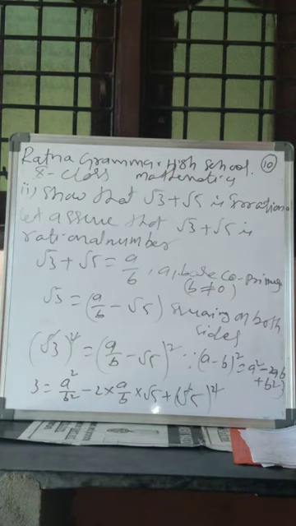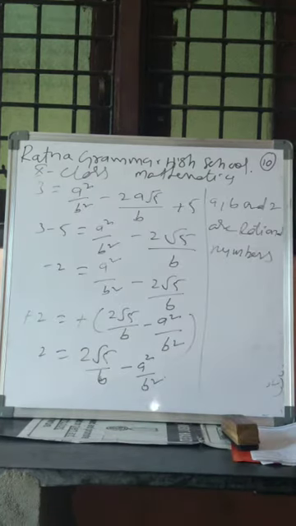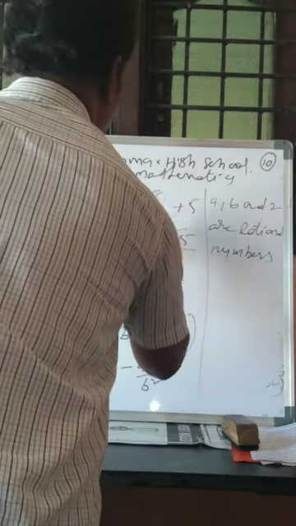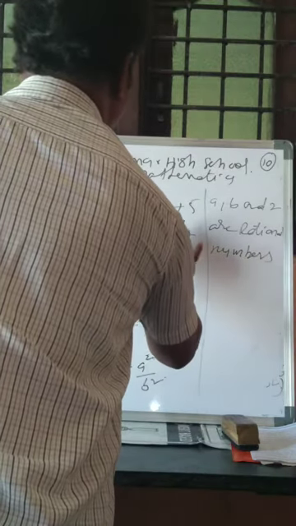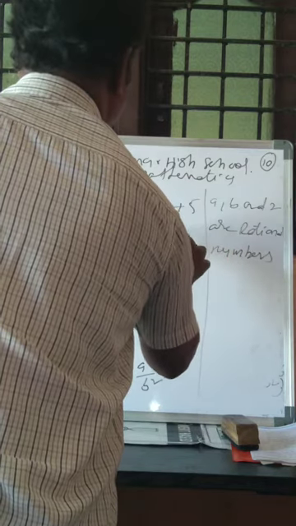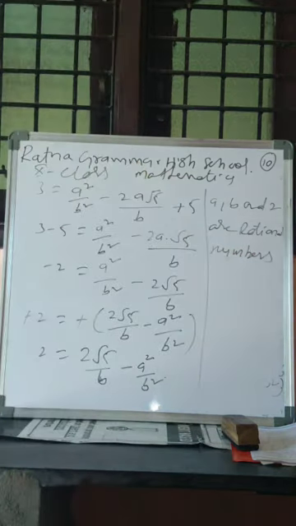The square and square root will cancel. So 3 is equal to a square by b square minus 2a into root 5 by b plus 5. Taking the 5 to the left side, 3 minus 5 is equal to a square by b square minus 2a into root 5 by b.